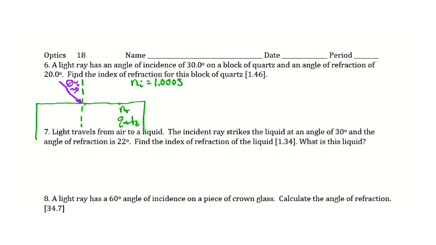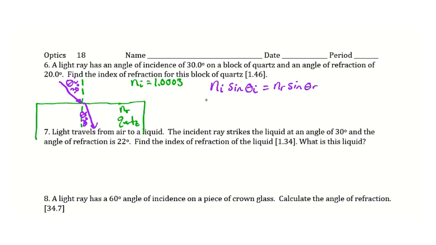And we bend to 20, so 20 is actually going to be closer, so we're bending towards, which again means we'll be slowing down. So right away I know that nr has to be bigger than 1.0003 because we are in fact slowing down. So let's take a look at Snell's law. Ni sine theta i is nr sine theta r.